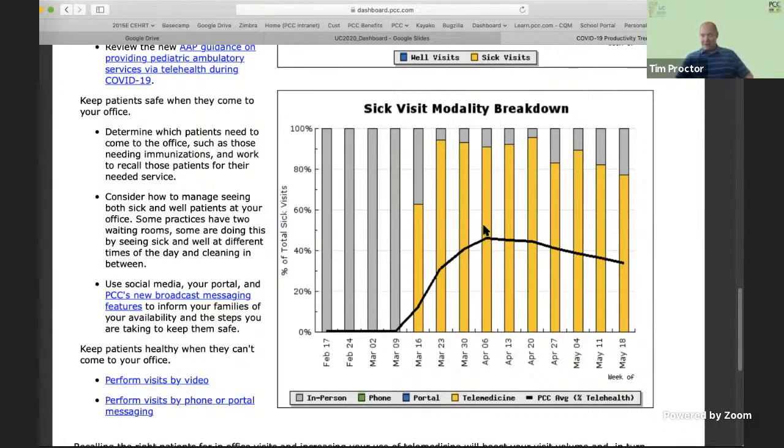This practice, as we're looking at in this demo, was almost 100%, and they still are close to 80% of their business being done, or sick visit volume being done via telemedicine. So this gives you an idea of your trends for that on a weekly basis.